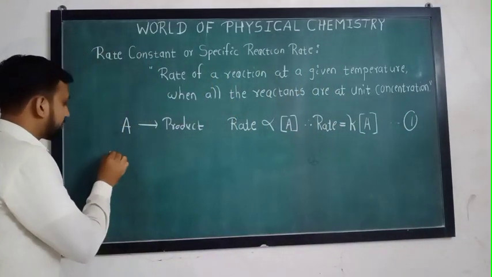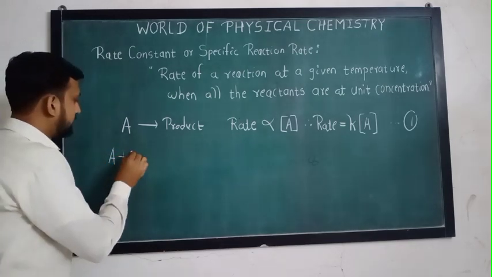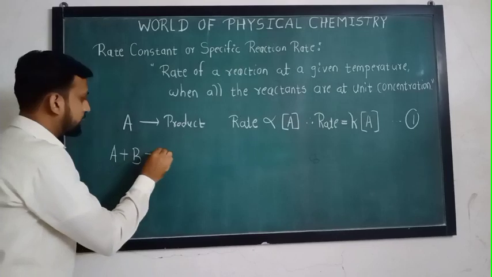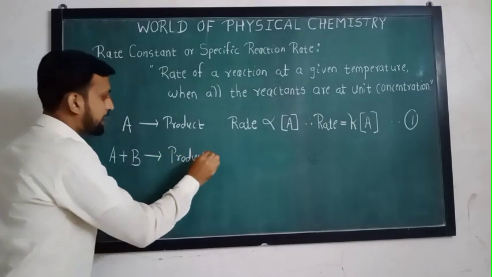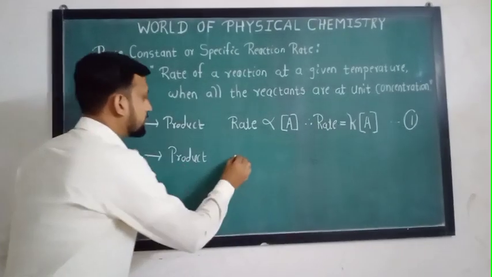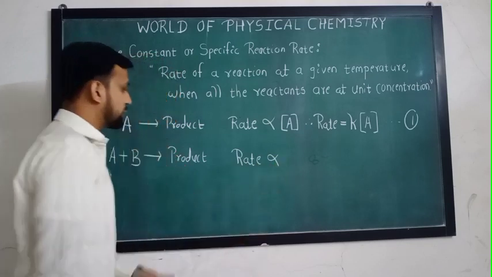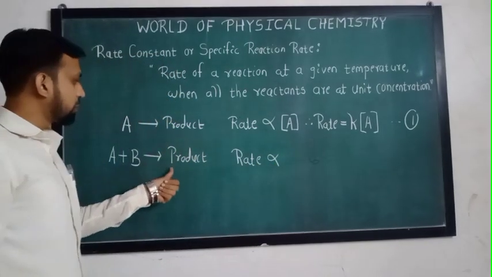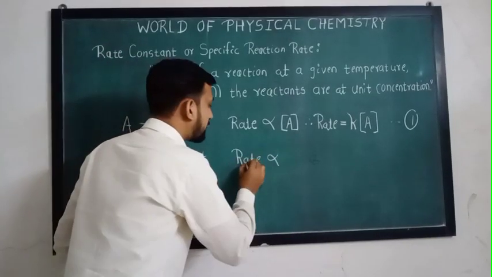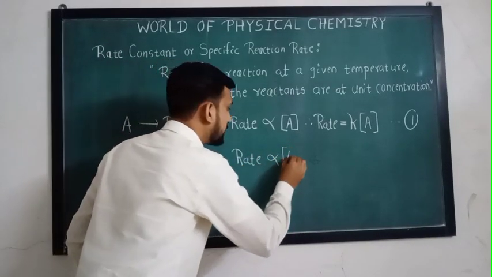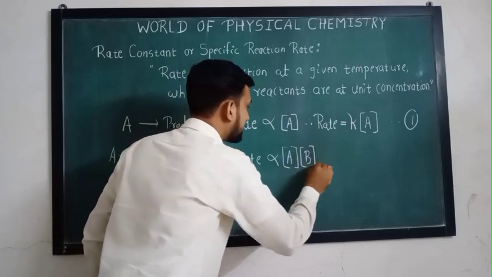Consider another reaction in which two reactants are combining to give the product. Now we have to set up the rate law for formation of product. Therefore, rate is directly proportional to, in this example, the formation of product depends on concentration of A as well as on concentration of B. Therefore, rate is directly proportional to the concentration of A and concentration of B.